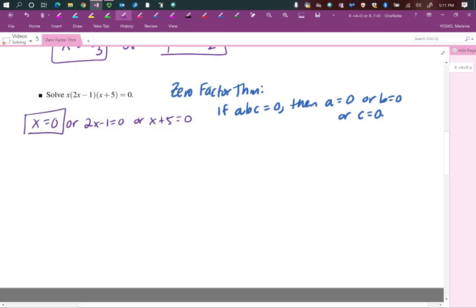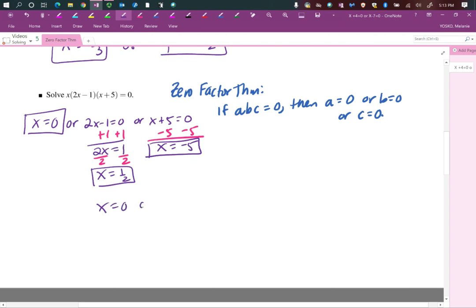Okay, this one's done. X equals 0. Then we solve them individually. So when we do this, we get 2x equals 1. We want the coefficient of x to be 1, so we divide both sides by 2. So we get x equals 1/2. And then we do the third piece. X plus 5 equals 0. Subtract 5 from both sides. So we end up with x equals negative 5. So in this case, we have 3 options. X equals 0, or x equals 1/2, or x equals negative 5.